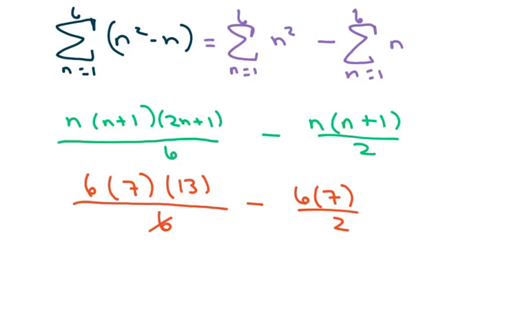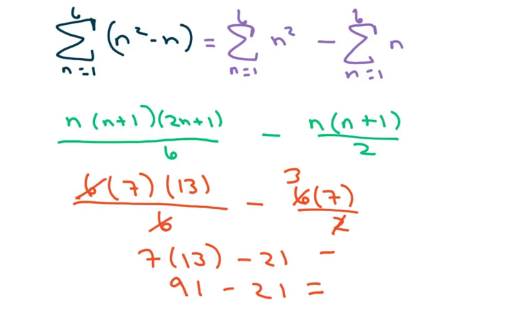These 6 cancel here, and you get 7 times 13. And this goes into 3 times, so you get 7 times 13 minus 21, and this is going to be 91 minus 21, which equals 70.